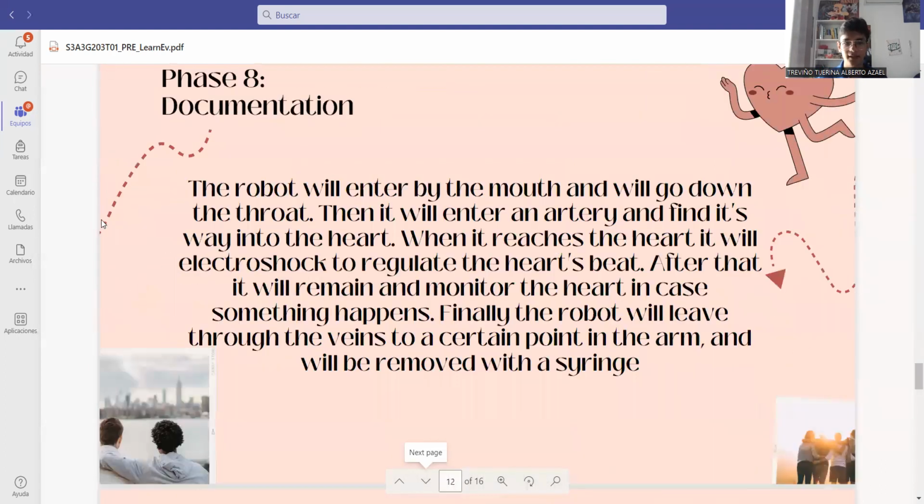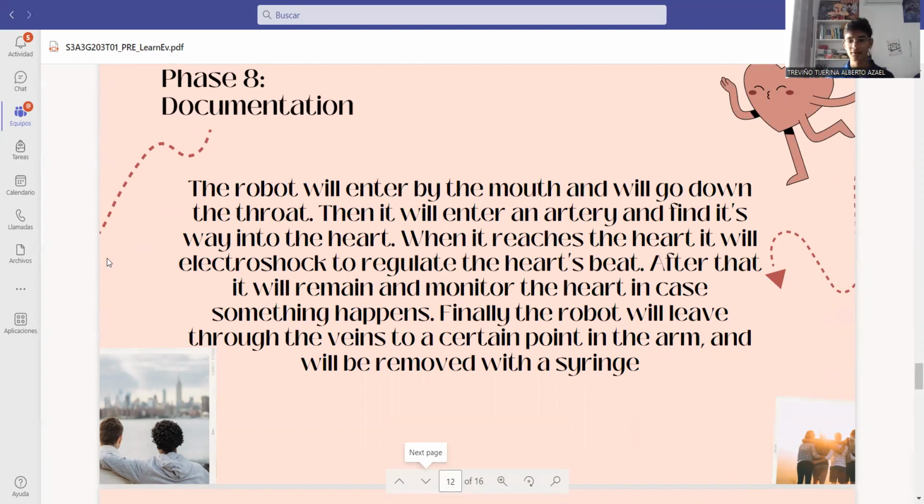And phase eight, the documentation. In this phase, the robot will enter by the mouth and will go down the throat, then it will enter the artery and find its way into the heart. When it reaches the heart, it will electroshock to regulate the heartbeat. After that, it will remain and monitor the heart in case something happens. Finally, the robot will travel through the veins to a certain point in the arm and will be removed by a surgeon. In phase eight, the documentation was great.